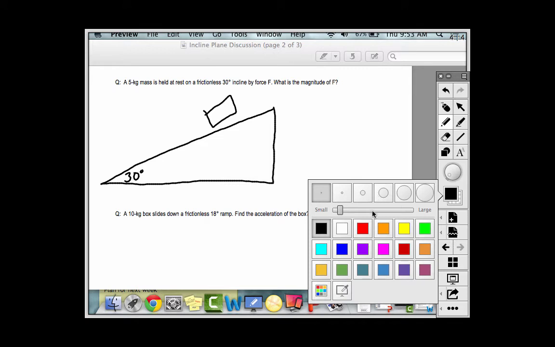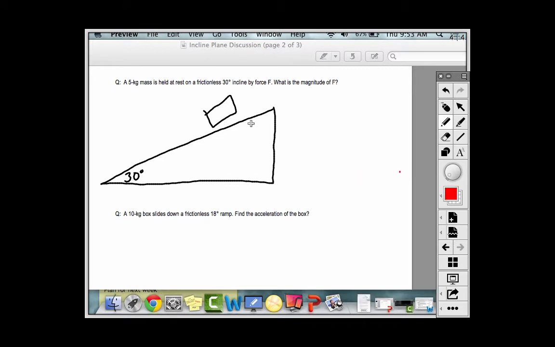Now, thinking back to free body diagrams, how do I draw in the forces on this box? What's the first force I draw in? Force of gravity. What direction does the force of gravity point? Down. So I'm going to draw in the force of gravity straight down. I'm going to label this Fg. That is the total force of gravity in all its glory, pointing straight down.